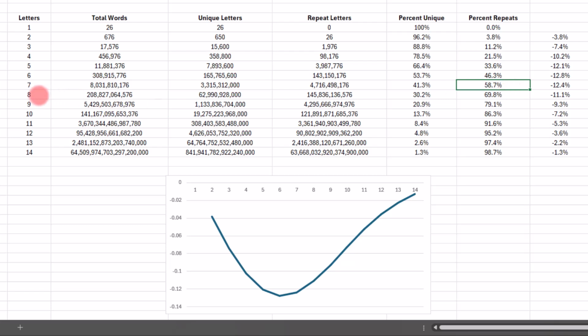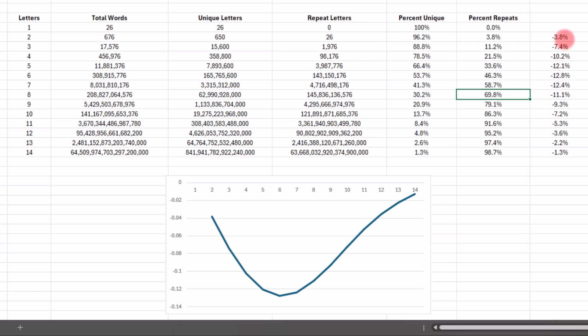Look what happens when you go to 8-letter words. Now we've got a 30% chance that they're all going to be different, that they're going to be unique. Therefore, about a 70% chance that we have repeats. So you can see, just going from 7 to 8-letter words, that there's a much greater chance you're going to see repeats.